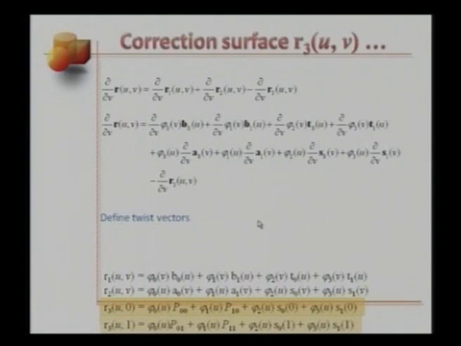Let's now define twist vectors, denoted by chi sub I J, which is equal to the mixed derivative of R(U,V) with respect to U and V, evaluated at U equals I and V equals J. I and J would go from 0 to 1. These mixed derivatives are equal to partial S_I(V) over partial V, which are also equal to partial T_J(U) over partial U. As I said before, I and J can assume any value, 0 or 1.